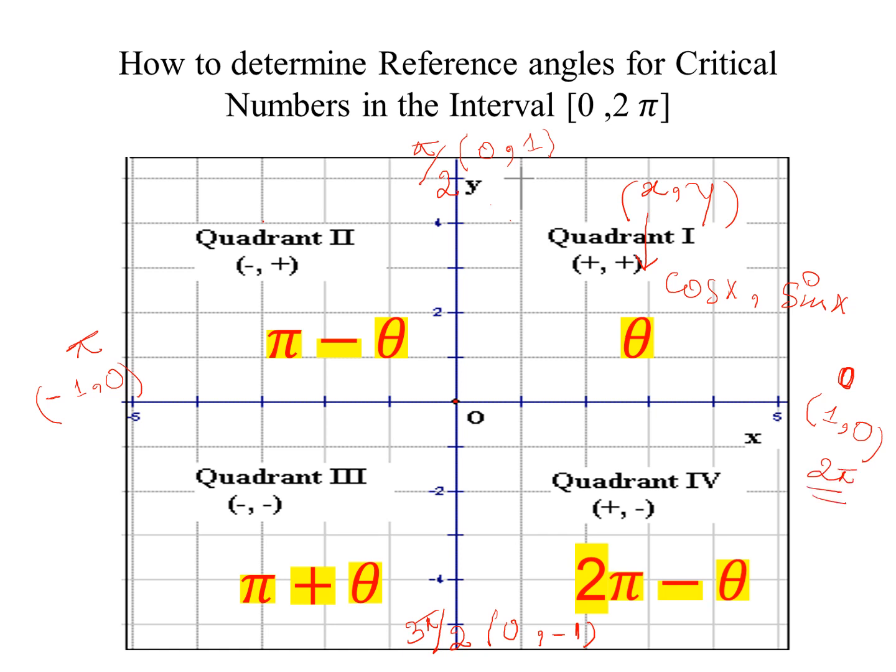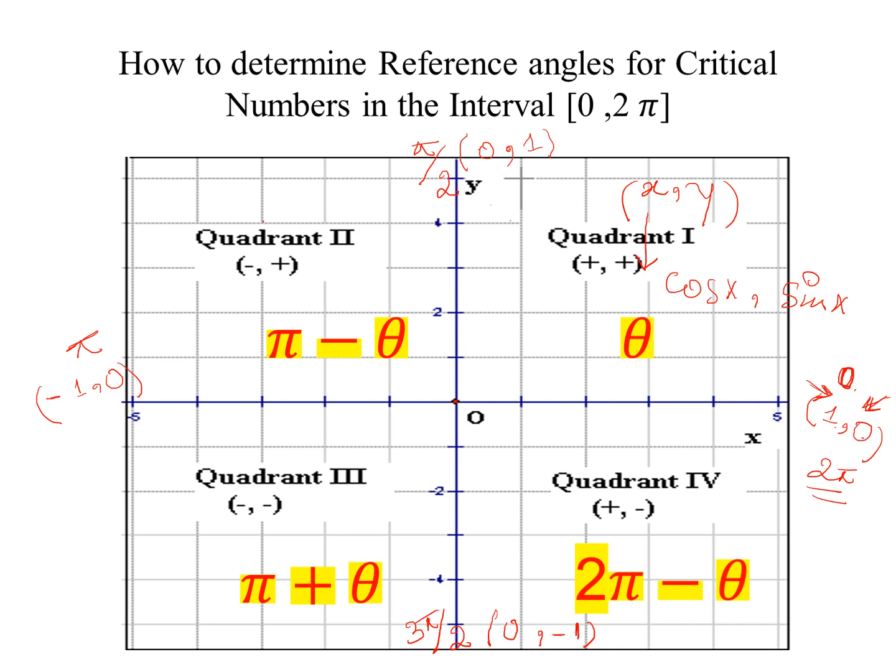So at this stage, when x is 1 and y is 0, or in other words, cos x is 1 and sin x is 0, the angle is 0. The x value is 1, whereas the y value is 0. So I think that you got this point.